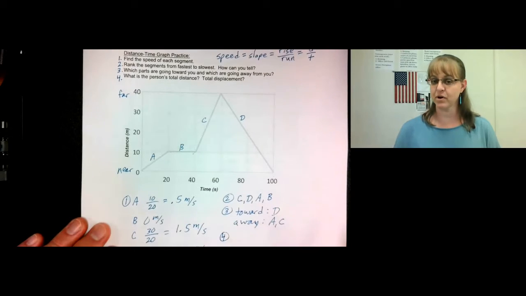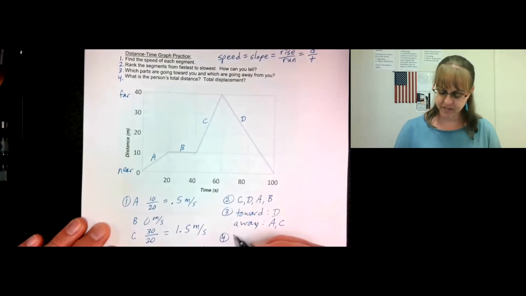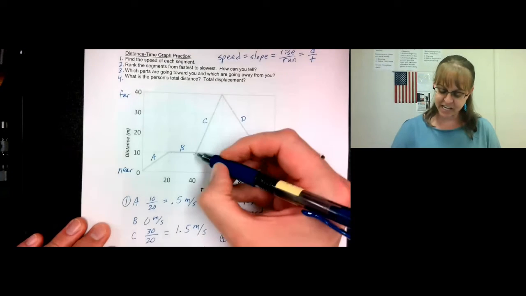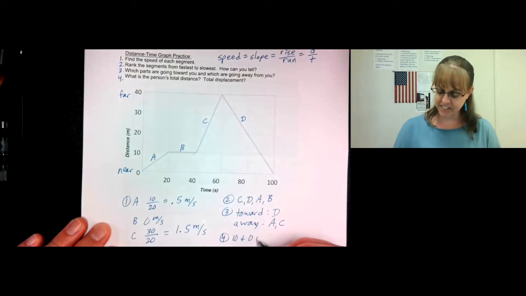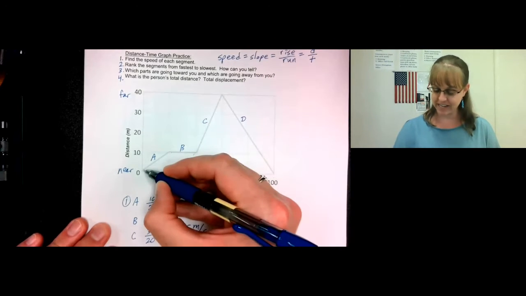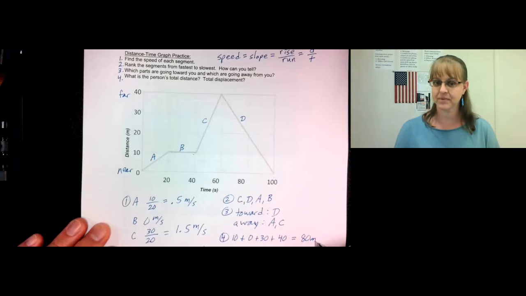Number 4, what is the person's total distance and total displacement? The total distance is the distance traveled by each segment added together. So in segment A, they went from 0 to 10. So that was a distance of 10. Segment B, they didn't get any further away, so that's a distance of 0. Segment C, they went from 10 to 40, that's a distance of 30. Segment D, they went from 40 all the way back down to 0, that's a distance of 40 for a total distance of 80 meters.